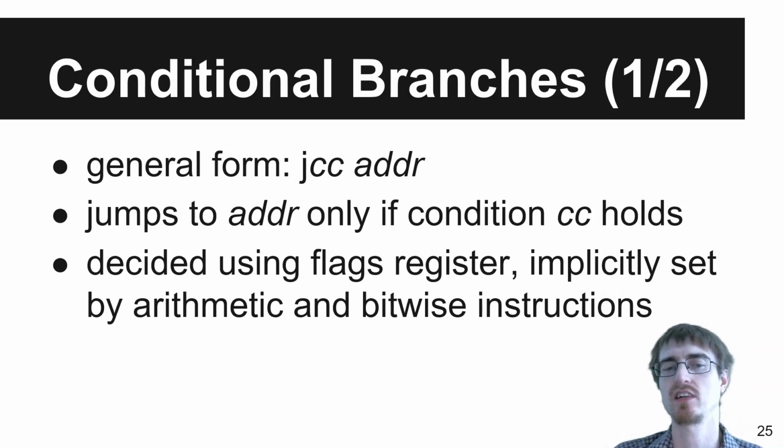Now all the conditions are decided by the flags register. I mentioned this flags register before. It is implicitly set by many arithmetic and bitwise instructions based on the result. So for example, if the result is 0, it will set the 0 flag in the flags register. If the result is not 0, it will clear this flag. If the result doesn't fit in the register, it will set the carry flag. If the result doesn't fit in a signed integer, it will set the overflow flag, and so on. So there's a number of flags that tell us something about the result of the computation.